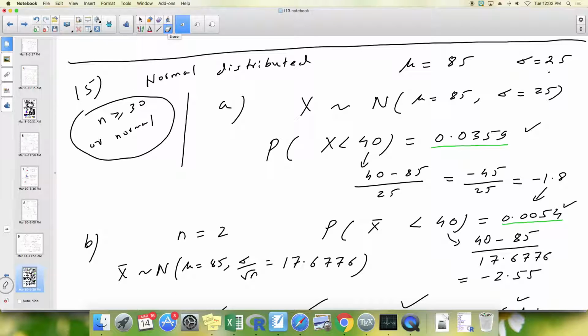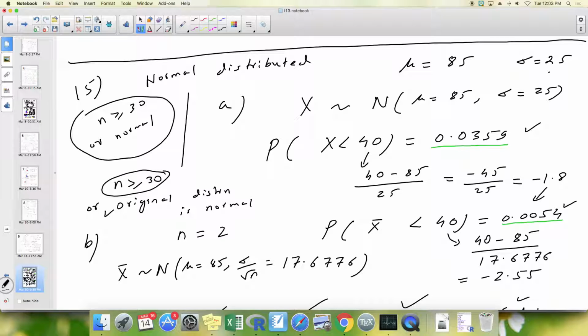Remember, we needed n bigger than or equal to 30, or the original distribution is normal. That was it. Since in these examples you will see that this does not hold, we have to lean on this crutch.